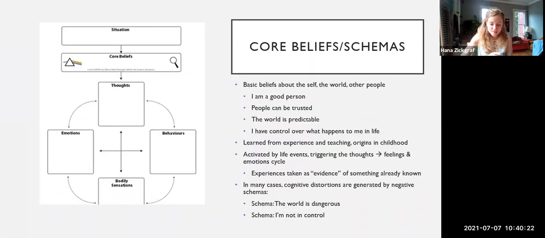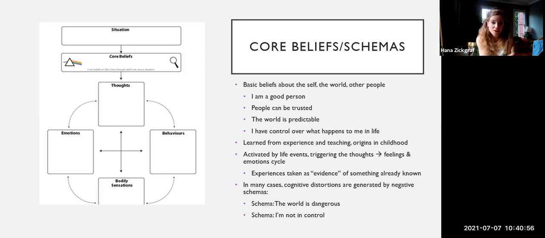So the examples on the first slide, beliefs about how the world works and beliefs about self and others, are typically examples of core beliefs or schemas. These are our basic underlying beliefs about the world, ourselves, and others. Many people have mostly positive schemas, like at your core, you might believe that you're basically a good person, that other people can basically be trusted, that the world is relatively predictable, and that you have control over what happens to you. These types of positive schemas and also negative schemas are all learned from experience and direct teaching.